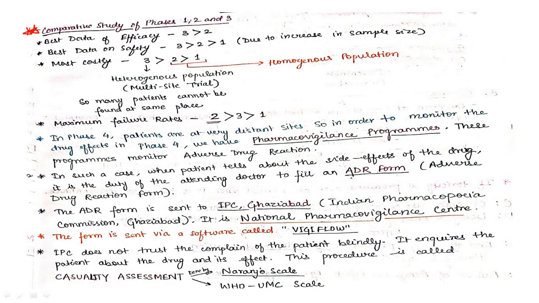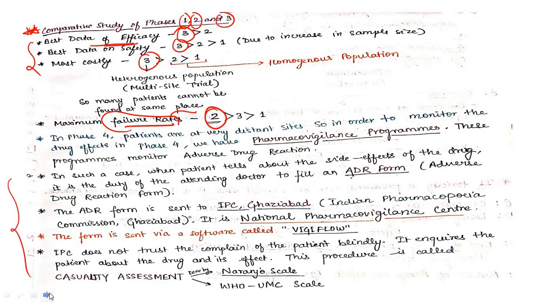Now moving to the next part. Now a comparative study of phase 1, phase 2 and phase 3. The best data for efficacy is phase 3, best data on safety is also phase 3, most costly is also phase 3. So in all these things you just have to answer phase 3. And maximum failure rates are seen in phase 2. Clear? Maximum failure rates of drugs are seen in phase 2; maximum cost, maximum safety, maximum efficacy are all phase 3. Clear? So these are the things which you should read on your own.